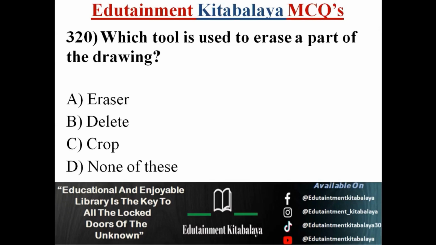Question number 320. Which tool is used to erase a part of the drawing? A. Eraser. B. Delete. C. Crop. D. None of these. Correct answer is A. Eraser.